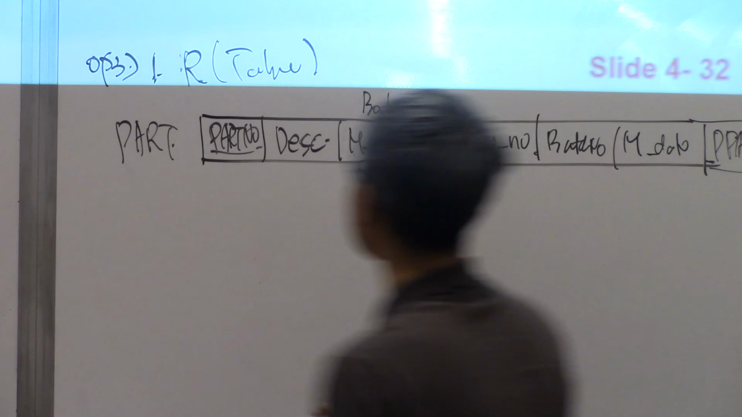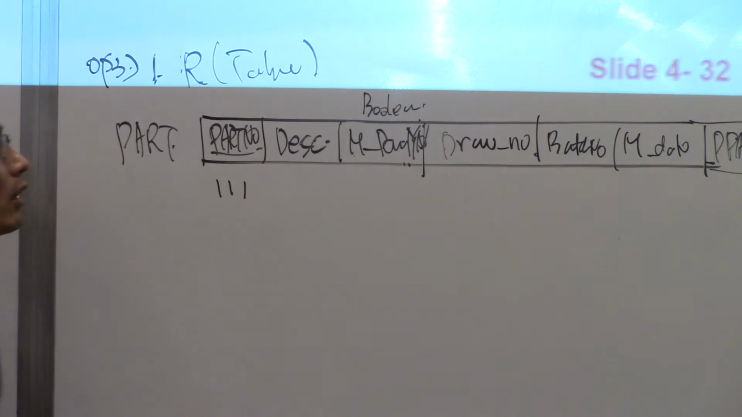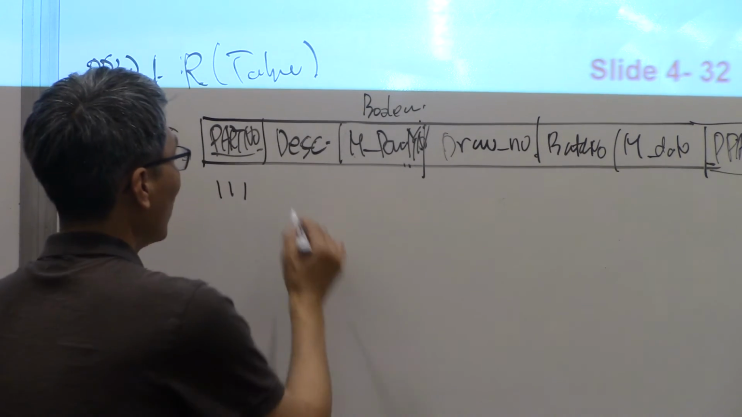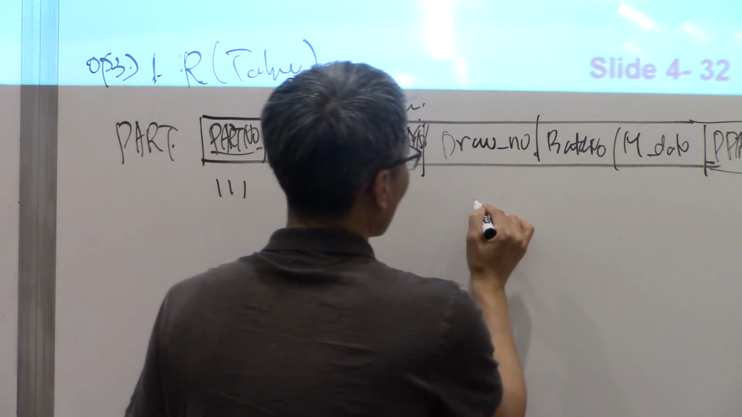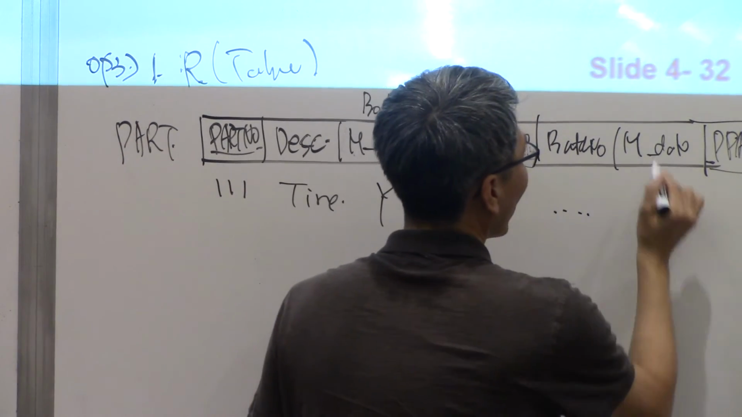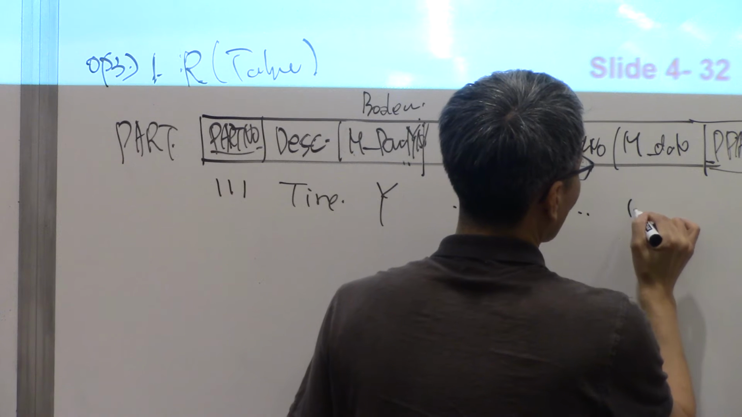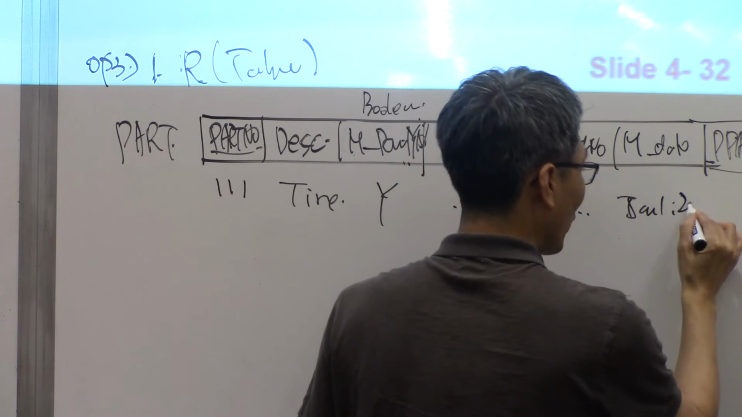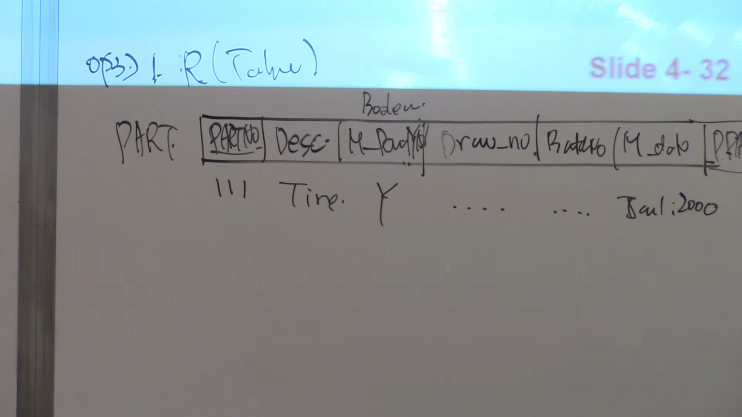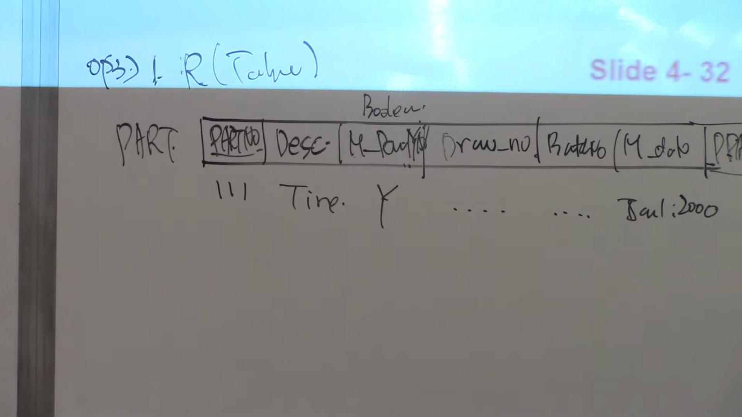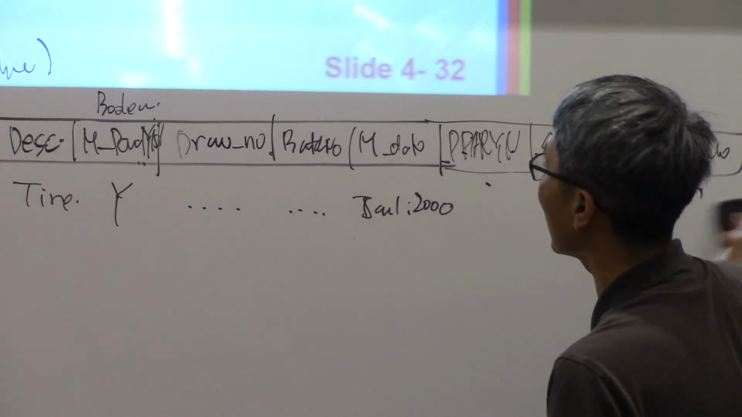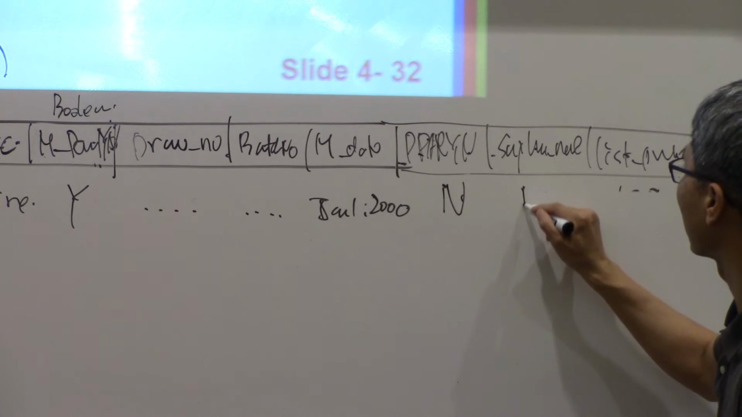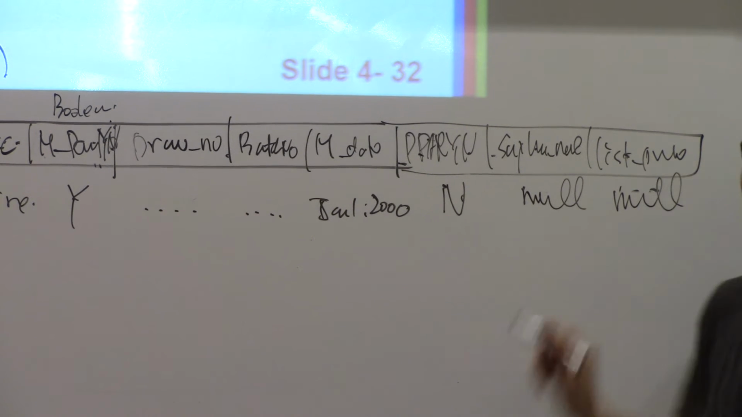For example, if we had the part number 111, the description is this is the tire. Okay, manufactured, yes or no? Yes. And information about drawing number, and batch number, and the date, like January 1st, 2000. And the purchased part, yes. And the supplier name, Lee, and the price is 100. So we can do this one. In that case, if that is only the manufactured part, this will be no, and this will be none, and none, and so on.